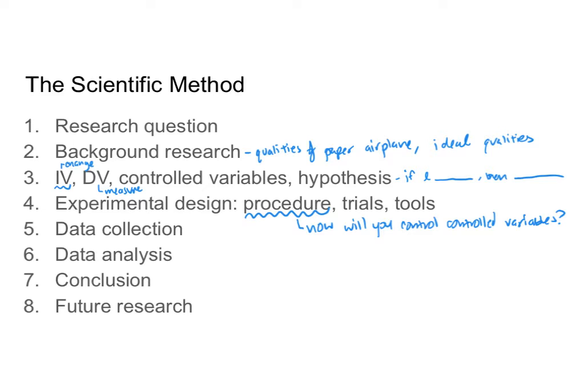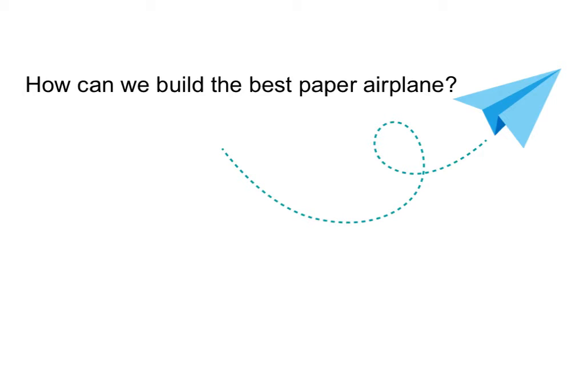So what I want to do is talk through the first 2 steps of our scientific method with our question. How can we build the best paper airplane is a decent question to start, but it needs some refining.